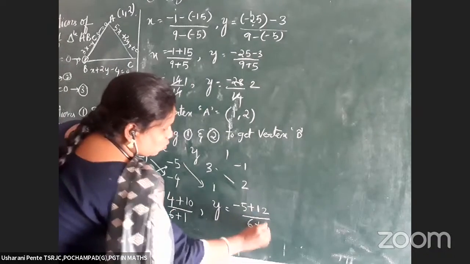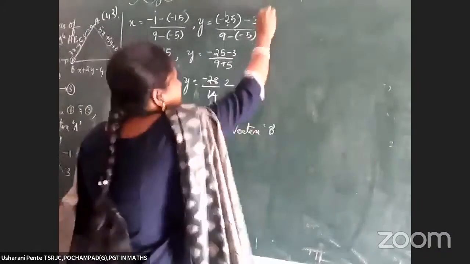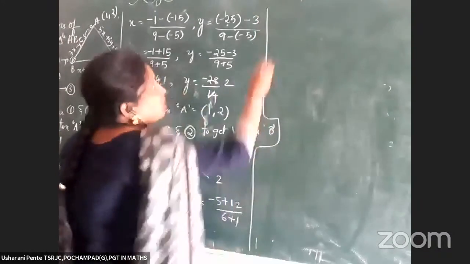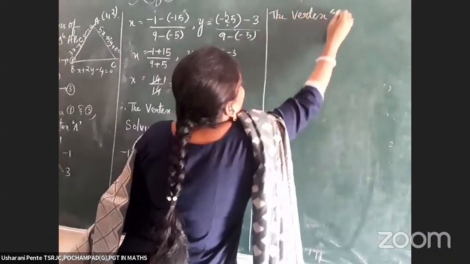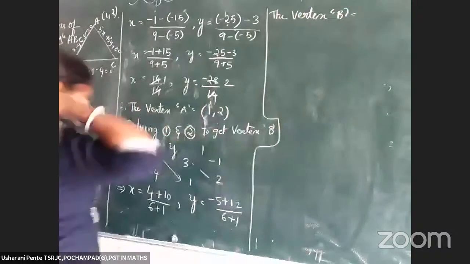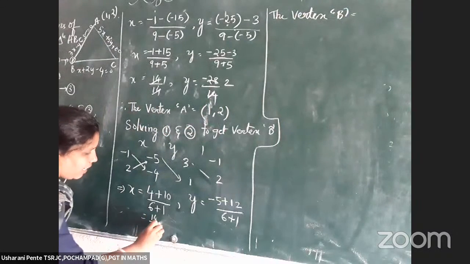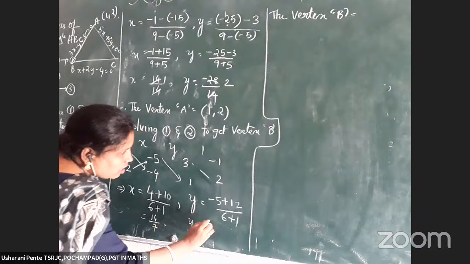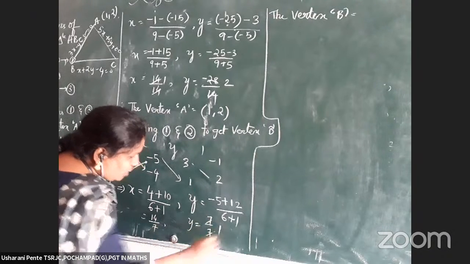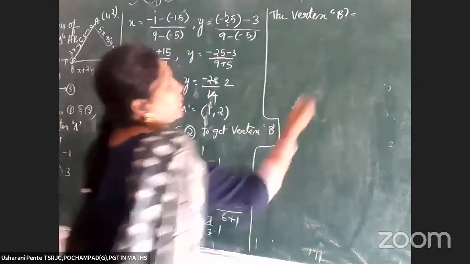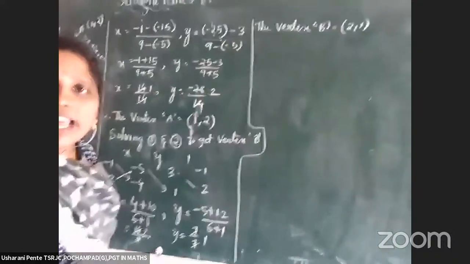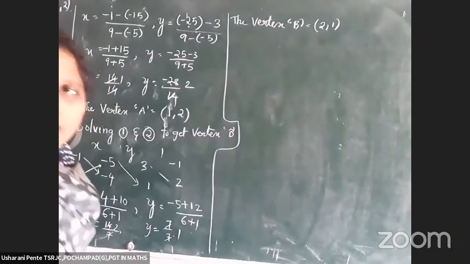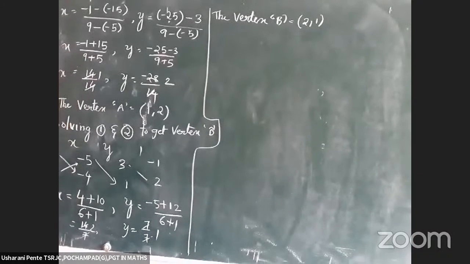By how much do we have? 6 plus 1. Therefore, the vertex B is equal to how much are we getting? That is 14 by 7, comma 7 by 7. So how much are we getting? That is 2 comma 1. We are getting 2 comma 1 as vertex B.